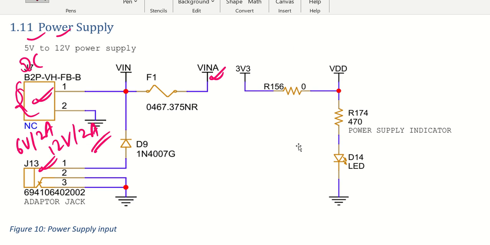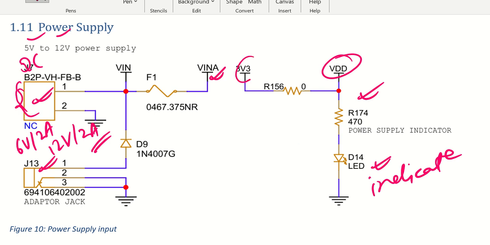And this particular LED is going to indicate whether the power is there in the system or not, and this VDD has been renamed as a net name. If you wish to, you can continue with 3v3 itself by removing this resistor and just shorting it directly. So that's not a problem.